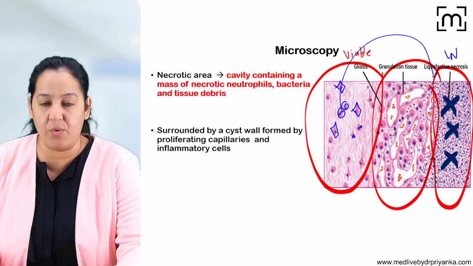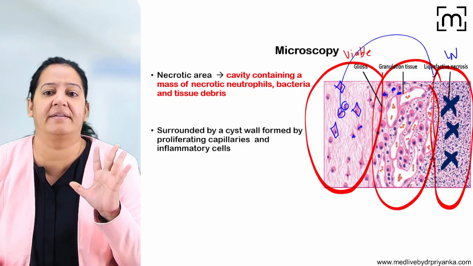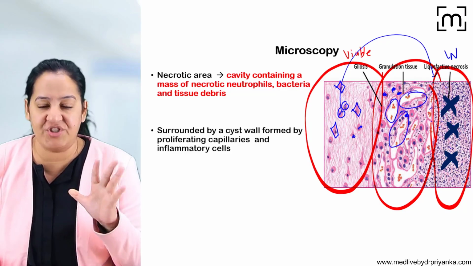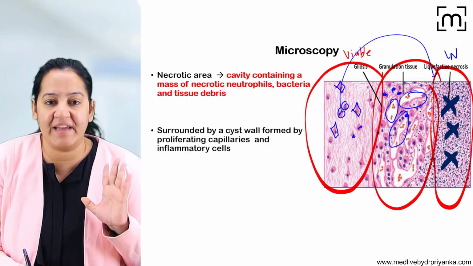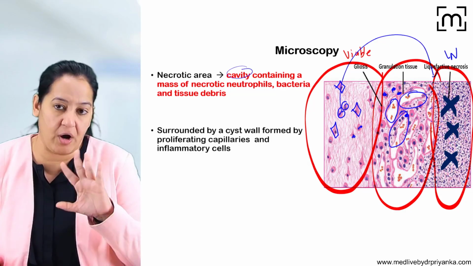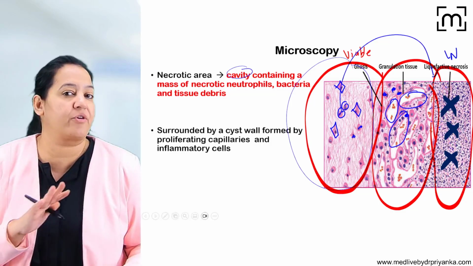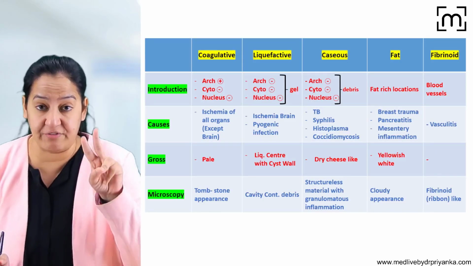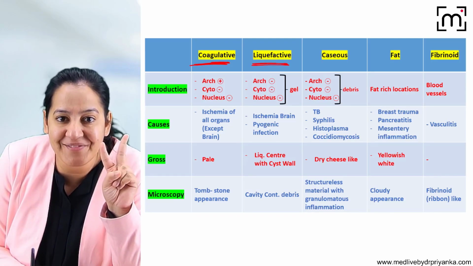And at the junction of the two, I can see the inflammatory cells. These are the plasma cells and the lymphocytes, and we can see the blood capillaries also. So basically at the junction, we can see the inflammation. So this is the microscopy. We can see a cavity wall at the junction, and on one side the viable brain, and on the other side the liquefactive necrosis where all three details are gone. So now compare. Out of the 5 types of necrosis, 2 are done. We are done with coagulative necrosis, and we are done with liquefactive necrosis.